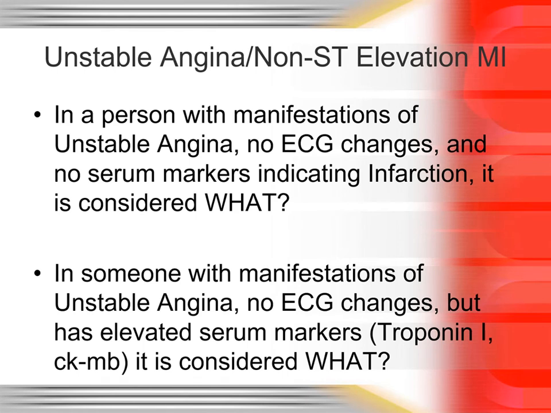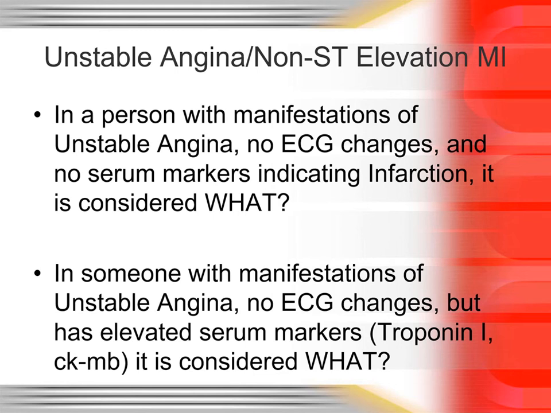In a person that has signs and symptoms, they have the chest pain, they have all the signs of unstable angina. We do an EKG on this patient, and there's absolutely no changes on the EKG. And when they do blood work on this patient, there's no serum markers indicating elevated troponins or CK or CKMBs. In this situation, we consider that unstable angina. There's no infarction at this time, possibly some ischemia, but no infarction.